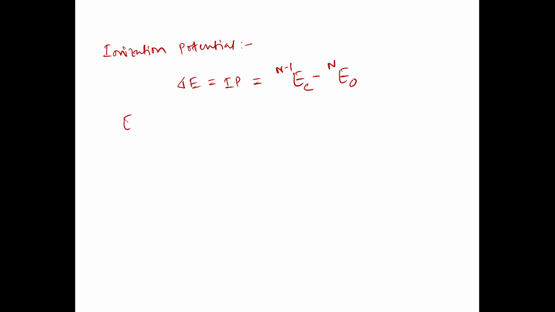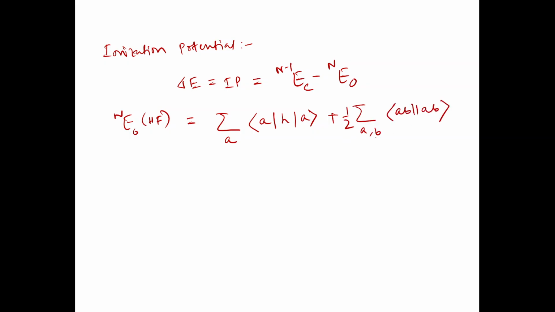You know that your E0n, which is actually the Hartree-Fock energy, is basically the summation over A. I'm not writing chi A, just A here. This is A H A, and there is a half, and there is 2 summation over AB. So now you have AB, AB. This is your Hartree-Fock energy for the N electronic system.